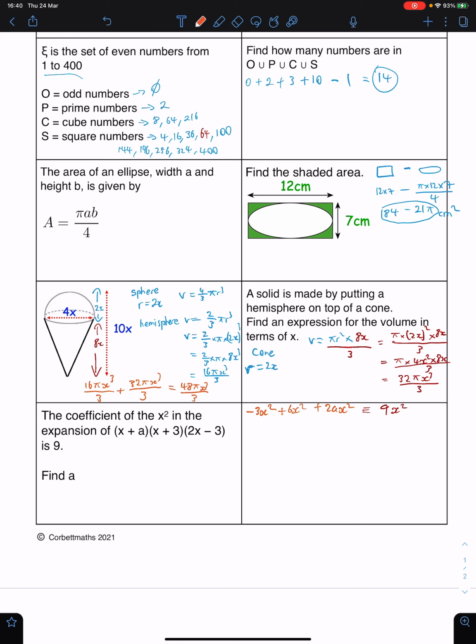Now, if I equate the coefficients, that's telling me that 3 plus 2a is going to be equal to 9. Therefore, 2a is going to be equal to 6. Therefore, a is going to be equal to 3.